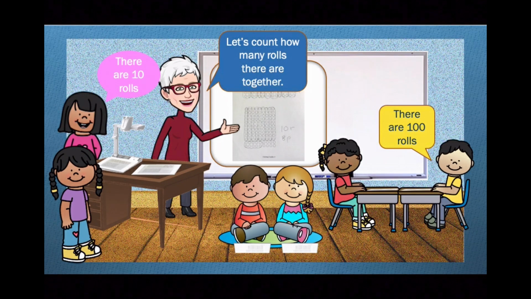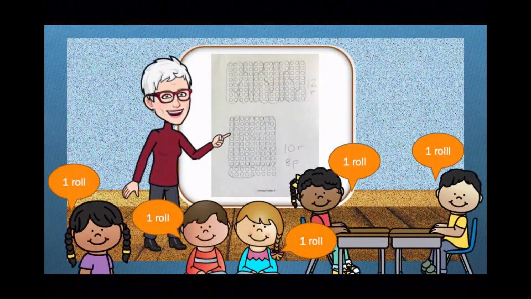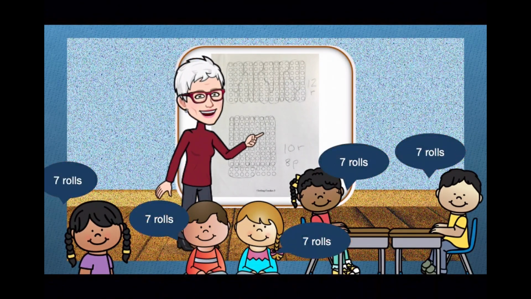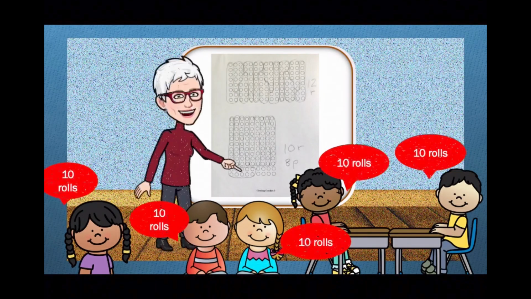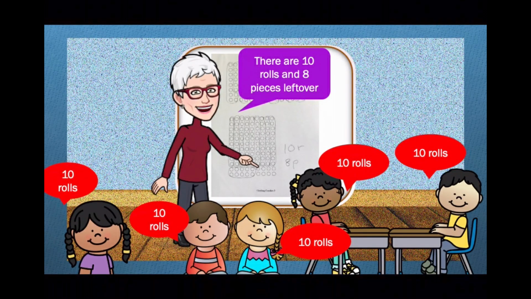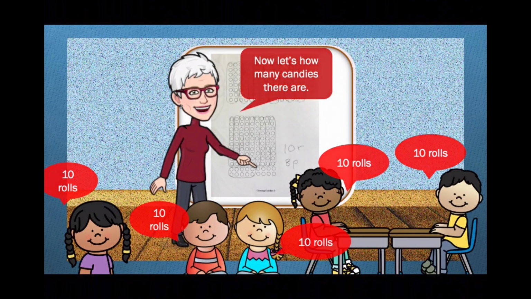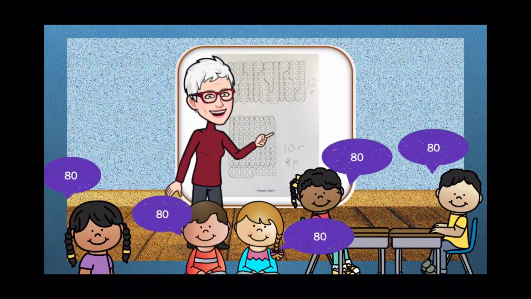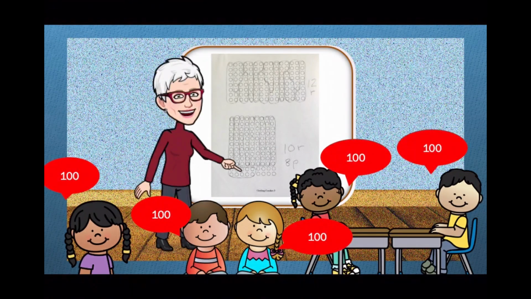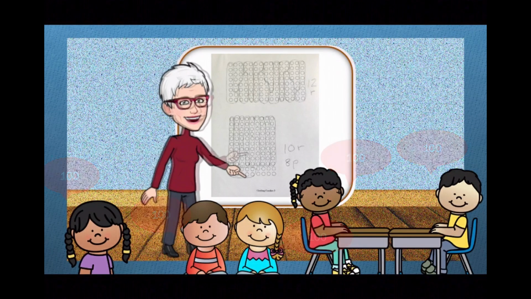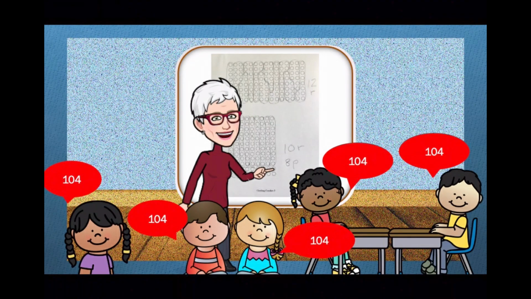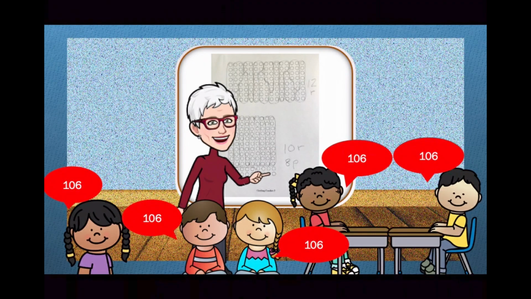One approach teachers can use is to say, let's count how many rolls there are, and then count together as a class. 1 roll, 2 rolls, 3 rolls, 4 rolls, 5 rolls, 6 rolls, 7 rolls, 8 rolls, 9 rolls, 10 rolls, as the teacher points to the individual rolls. And then there are 8 pieces left over. And then say, now let's count how many candies there are, and count together as a class. 10, 20, 30, 40, 50, 60, 70, 80, 90, 100, as the teacher points to the individual rolls. And then continuing on, 101, 102, all the way up to 108, as she points to the remaining 8 loose pieces.